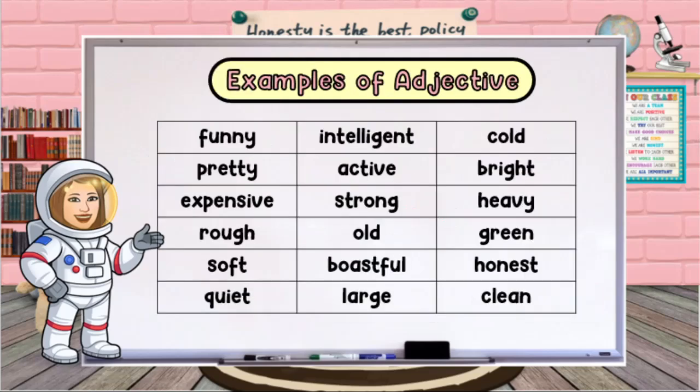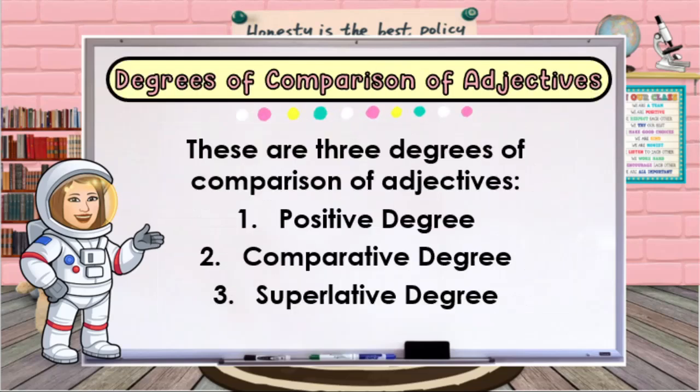Let me show you other examples of adjectives. We have the words funny, pretty, expensive, rough, soft, quiet, intelligent, active, strong, old, boastful, large, cold, bright, heavy, green, honest, and clean. All these words are used to describe nouns. Well, apart from simply describing nouns, adjectives can also be used to compare things. These are the 3 degrees of comparison of adjectives.